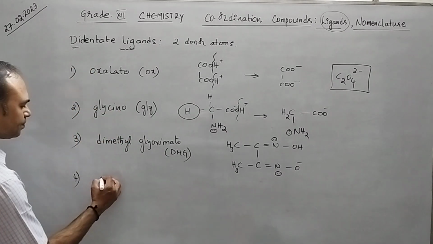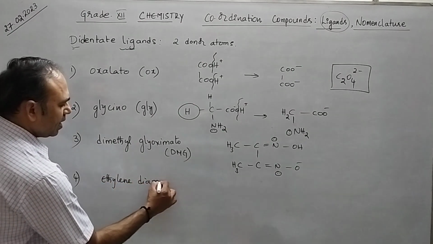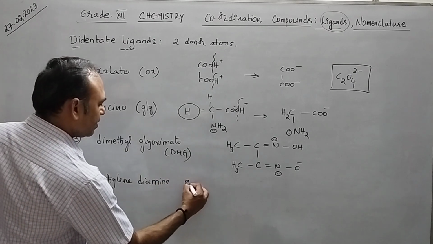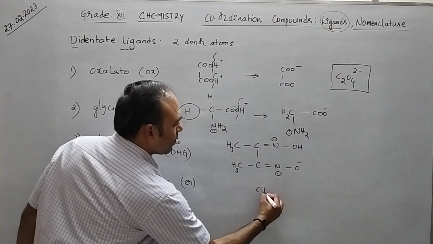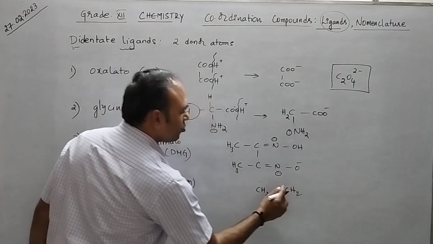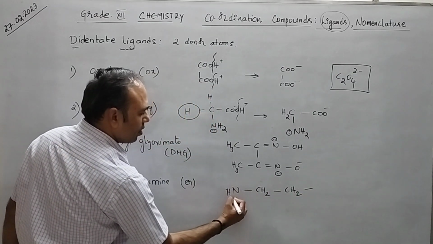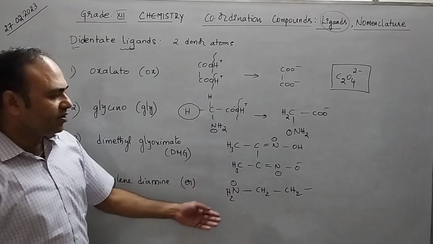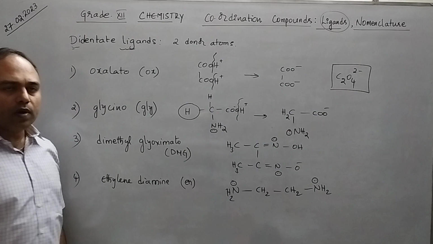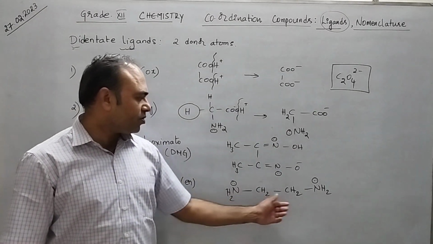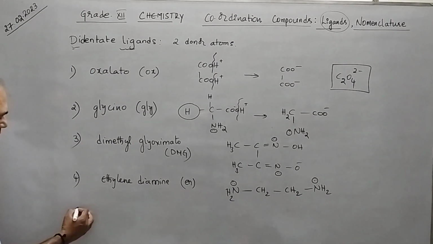Next, fourth one, ethylene diamine. We can write it as EN. So EN represents ethylene diamine. First if you write ethylene, CH2 double bond CH2, now that pi bond has moved to the adjacent position, and here you have the amino group, that is NH2, and on the other side NH2. What are the two donor atoms? This nitrogen as well as this nitrogen. Hence we can say that it is a didentate ligand.